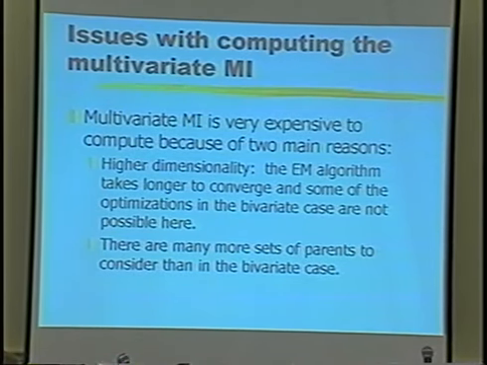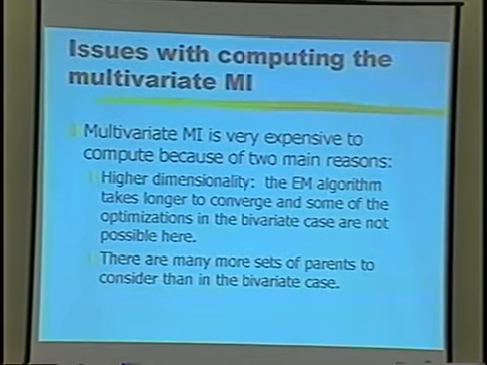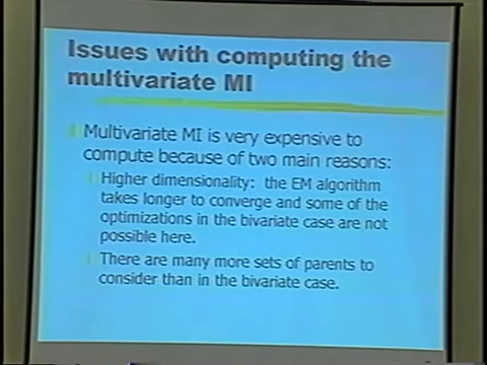So the main issue with the multivariate mutual information is that it's very expensive. There are many more sets of features to consider than in the bivariate case. On top of that, we have these other problems with the higher dimension and with the EM algorithm taking longer to converge. And also, an important point is that some optimizations that are used in the bivariate case are not possible in this case, or they are hard to perform, or they're not really proven to do any good.